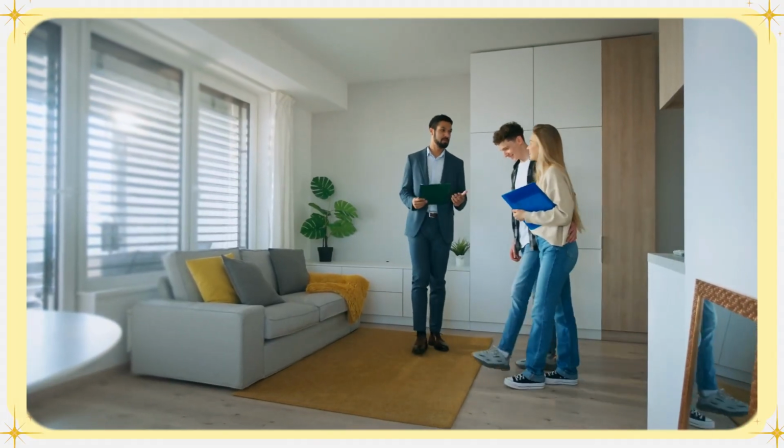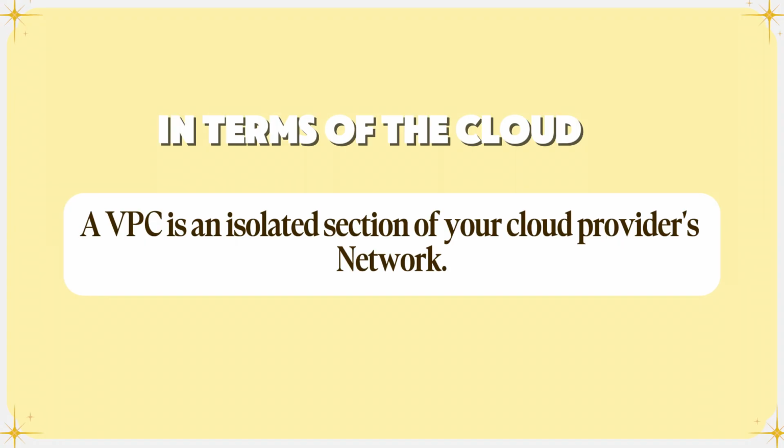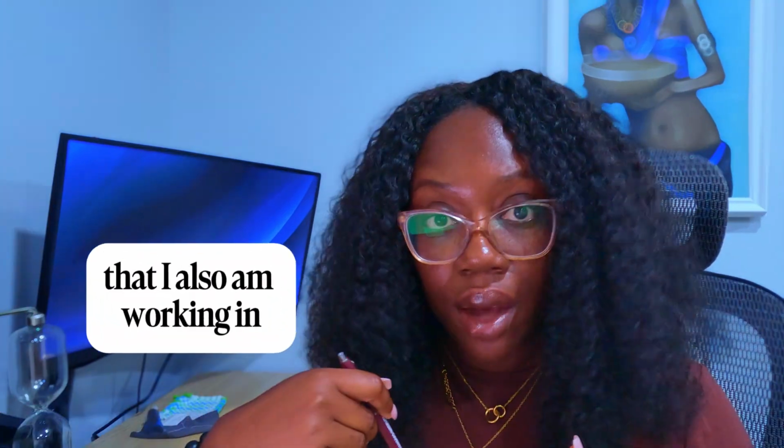That is a VPC. You can also think of a VPC as renting out the floor of a building for your company, and that floor is yours. You have the security, you decide who gets access, who can come inside the floor, but the overall building is not yours. In terms of the cloud, a VPC is an isolated section of your cloud provider's network. When you and I are working in AWS, you're not working in the same network space that I am. We each have our own isolated network space within AWS's cloud.